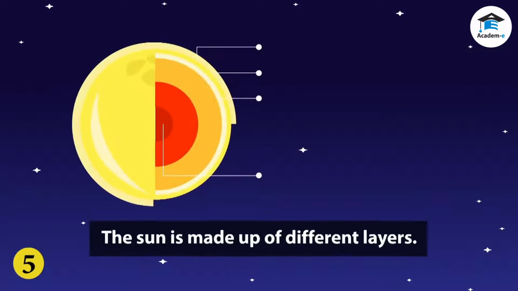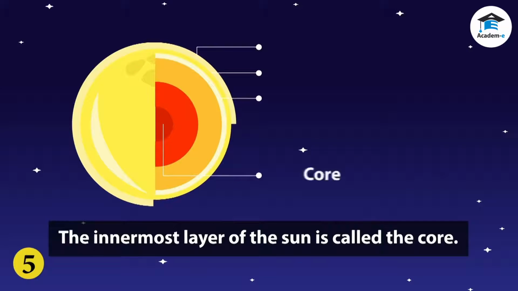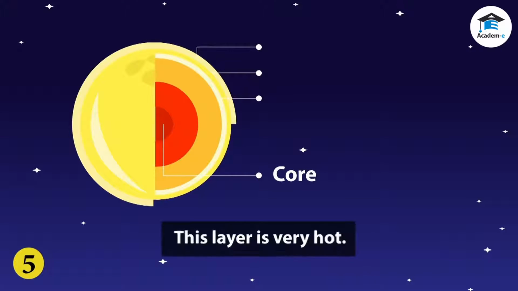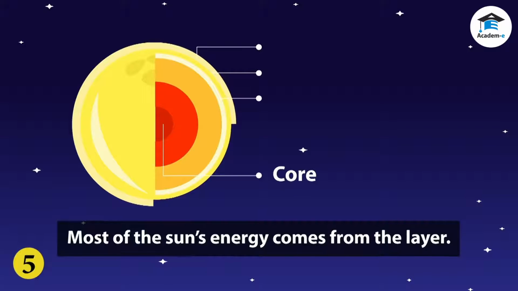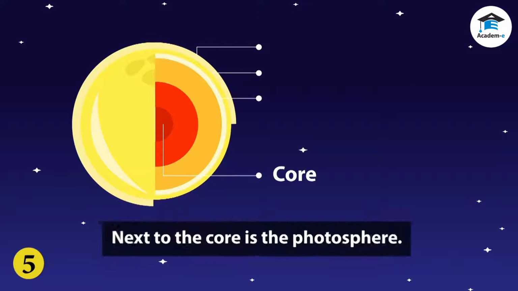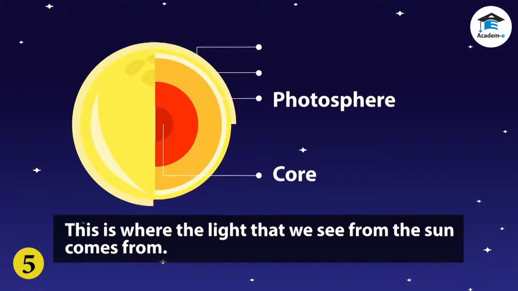The Sun is made up of different layers. The innermost layer of the Sun is called the core. This layer is very hot. Most of the Sun's energy comes from this layer. Next to the core is the photosphere. This is where the light that we see from the Sun comes from.